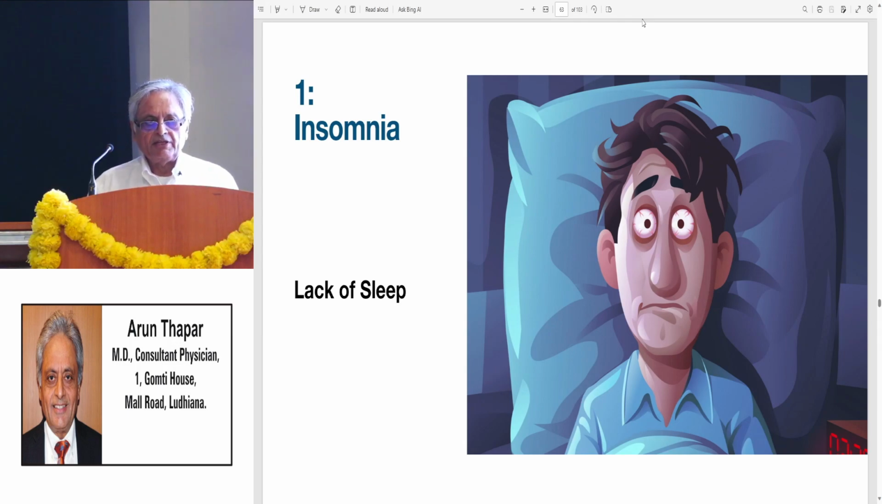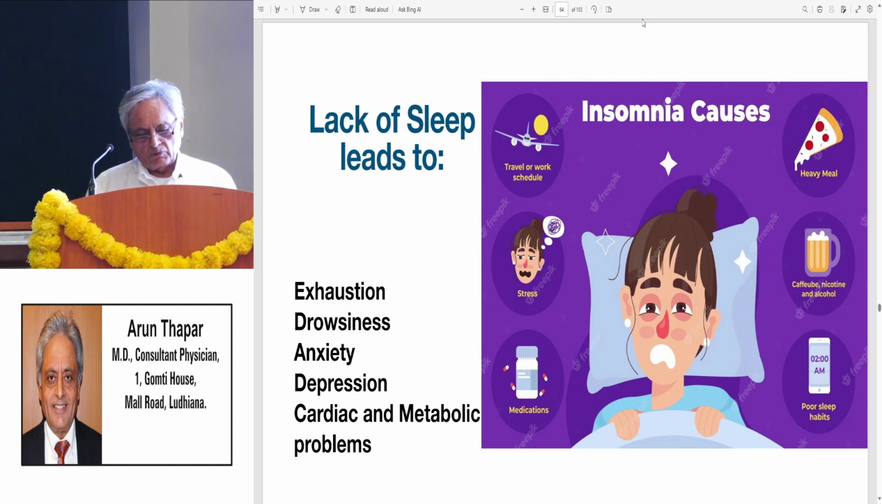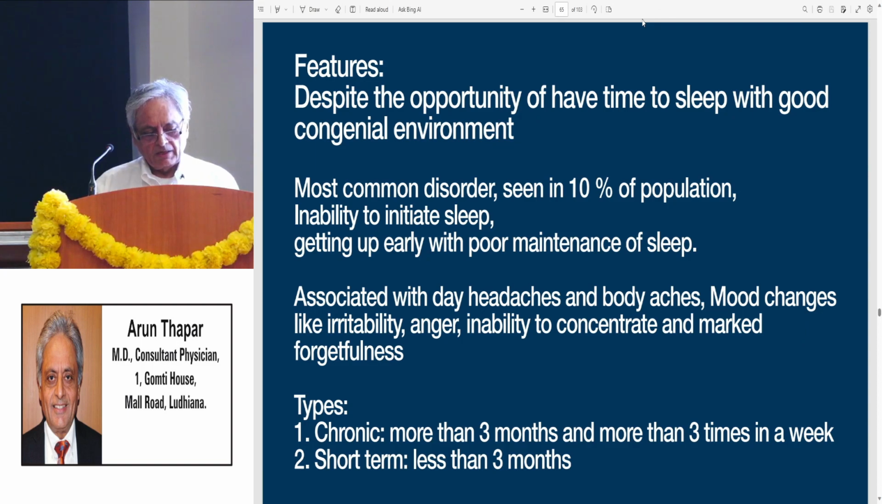I'll be touching briefly on all these. Now the first is insomnia. As the word says, there is absolutely a lack of sleep. What will it lead to? It will lead to exhaustion, drowsiness, anxiety, depression, and certain cardiac and metabolic problems. Insomnia could be because of stress, medications, travel, some heavy meal you have taken at dinner, excess nicotine, and poor sleeping habits. You are on the phone, you are with the laptop, and you are awake till 2 or 3 in the morning.